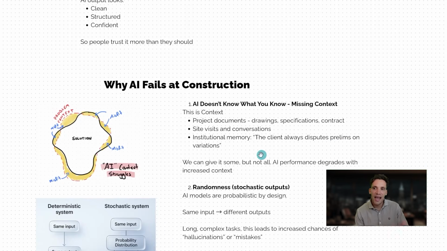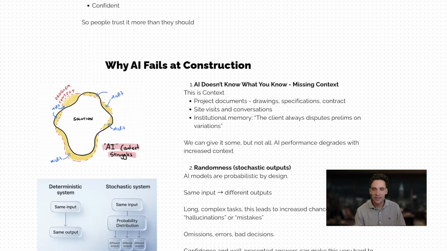So why does AI fail at construction tasks? Well, the big one, which everyone's kind of aware of, but I think is poorly explained, is that fundamentally AI doesn't know what you know. The problem with this is it misses context.